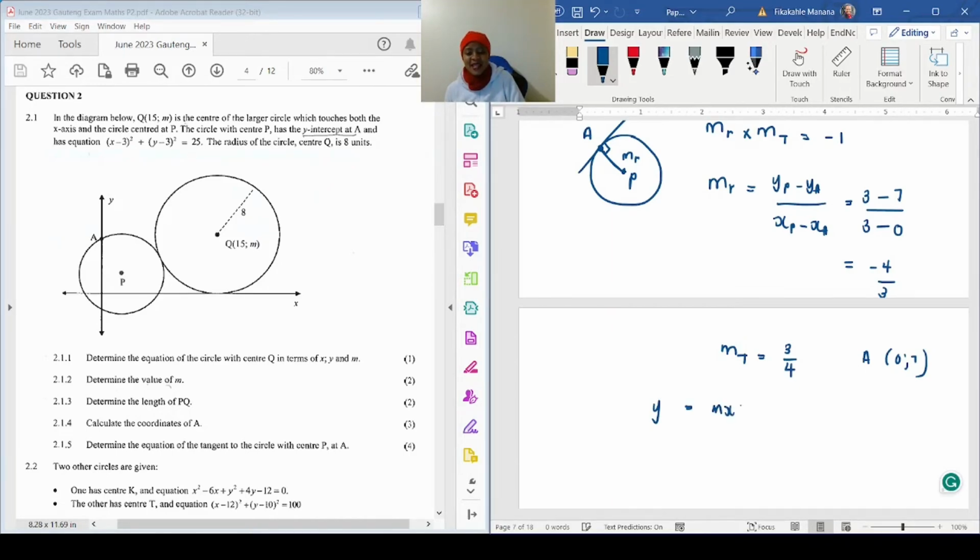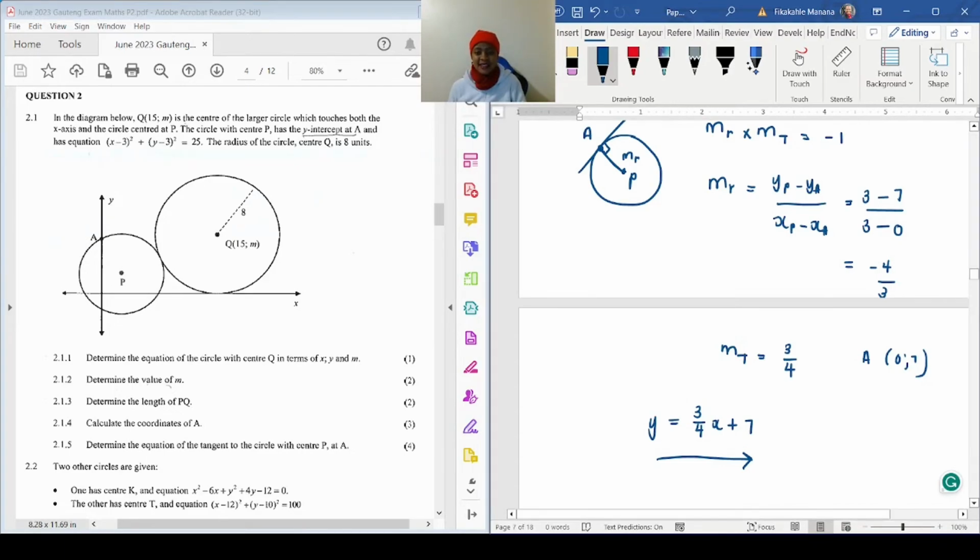So y is equal to mx plus c. In the place of y, we put 7. And then for your gradient, it's 3 over 4. Why am I even calculating this, guys? Obviously, c is going to be 7. Blonde moment, but it's fine. So y is equal to 3 over 4 x plus 7. That is the equation of the tangent to the circle with center P at A.